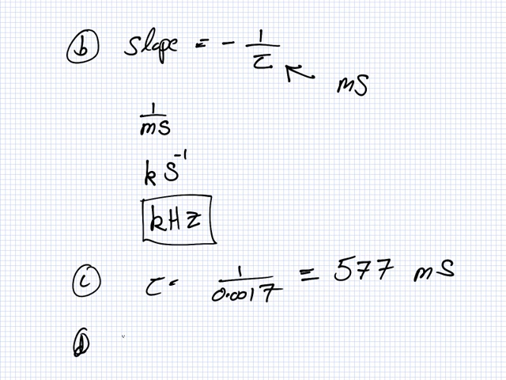Part D: how long for the capacitor to discharge? 5 time constants. How much is 5 time constants? 2885 milliseconds.